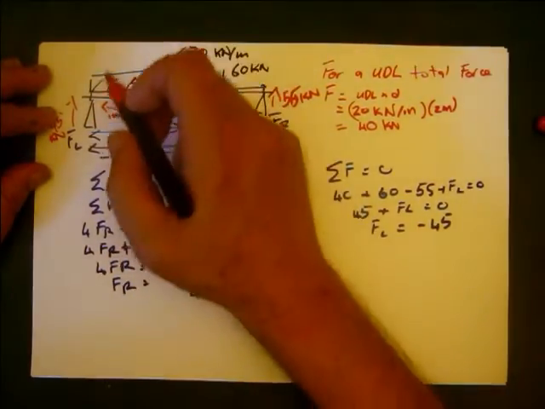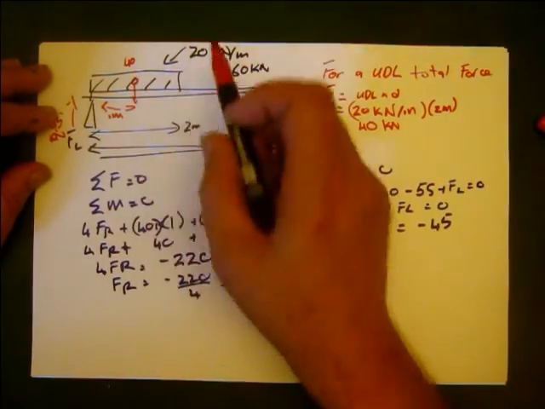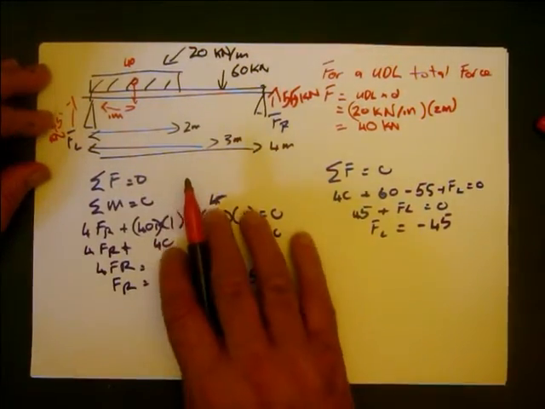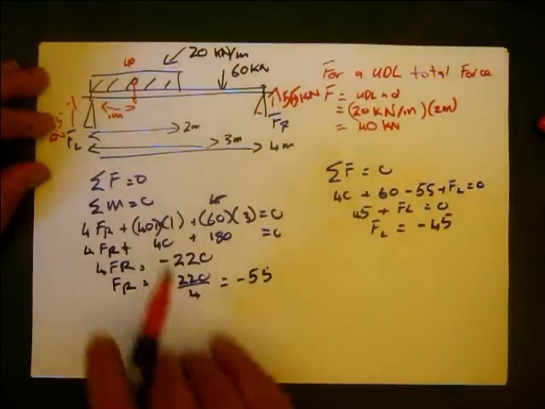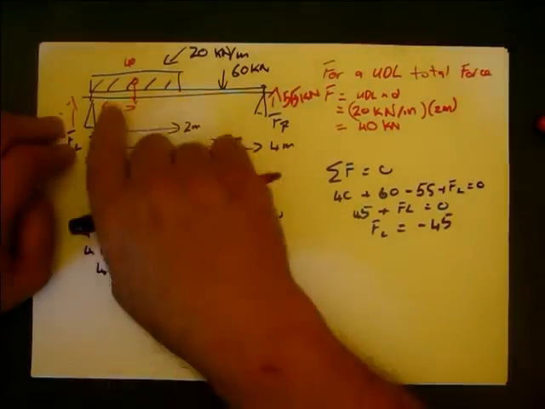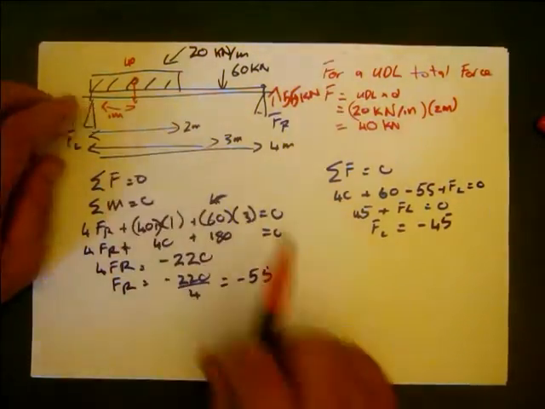Remember, this is 40 acting down, plus 60, so there's 100 in total acting down. There's 45 plus 55 acting up, so 100 in total acting up. So we can model this. Let's actually carry this on.